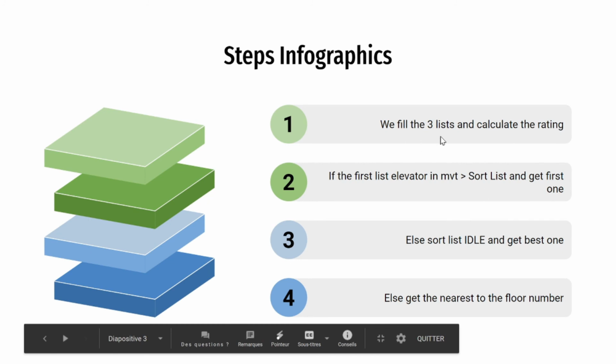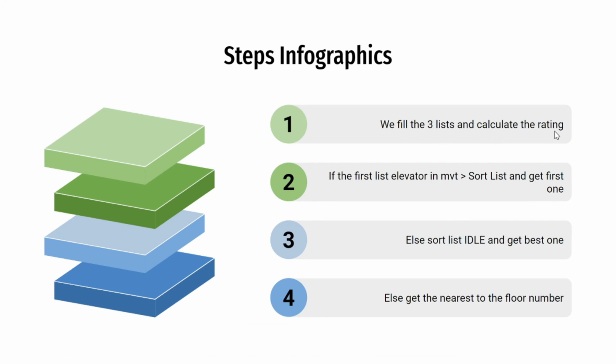So we fill the three lists and calculate the rating. If the first list, elevators in movement, is not empty, we sort the list and get the first one, else we sort the idle list and get the best one, else we look for another one. It will be the nearest to the floor number.